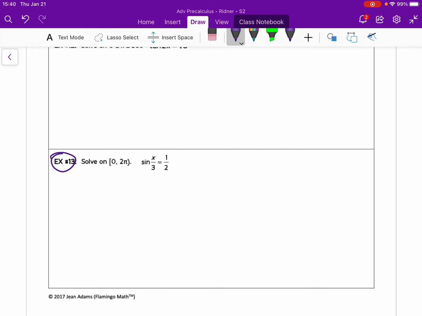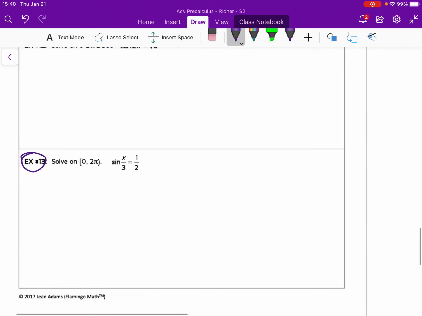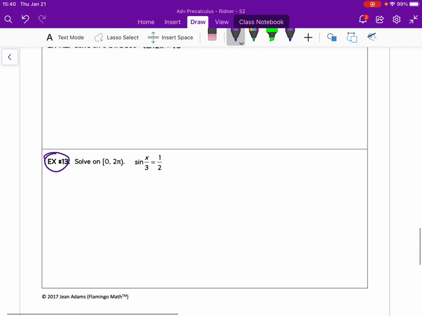So how are multiple angles different? Okay? So for multiple angles, you still kind of think of it as where is sine 1/2 at? And that is at pi over 6 and 5 pi over 6. But that's usually what x equals. Well, now it's not x equals that, it's x over 3 equals that.